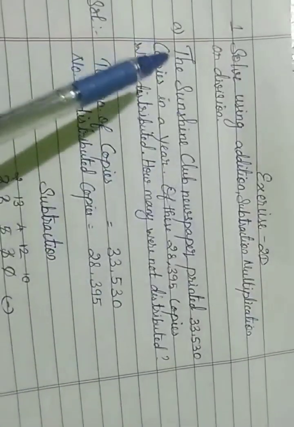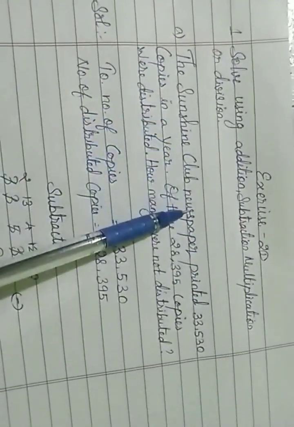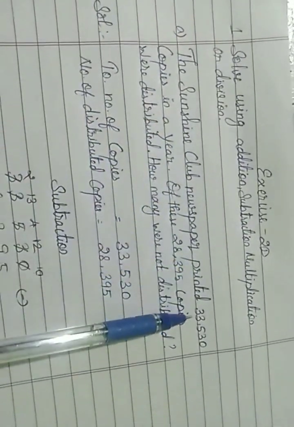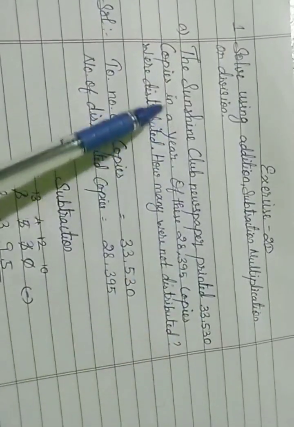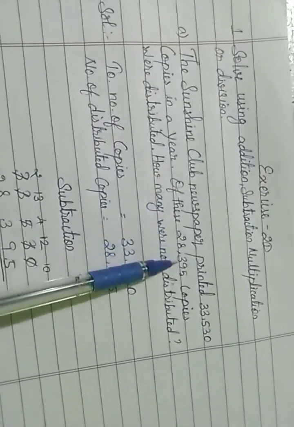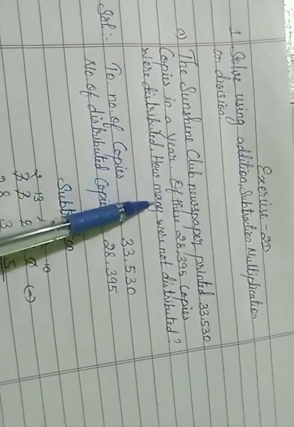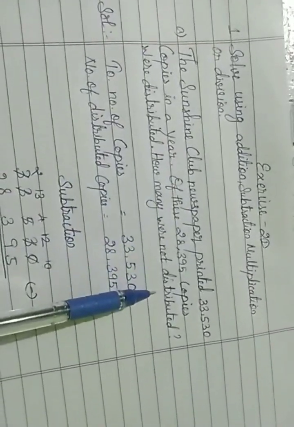See the first word problem in exercise 2D. The Sunshine Club newspaper printed 33,530 copies in a year. Of this, 28,395 copies were distributed. So how many were not distributed?